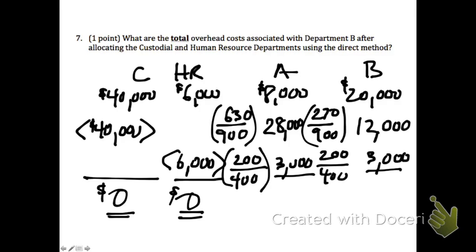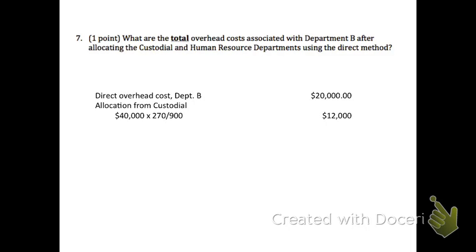Then the question asks, what is the total overhead cost of Department B after we've allocated everything? So we add up the 20,000, 12,000, and the 3,000 to get a total of 35,000, and that was the answer in number 7. Again, you do have the solution here. The percentage approach is slightly different, just a more efficient way to get to the answer.